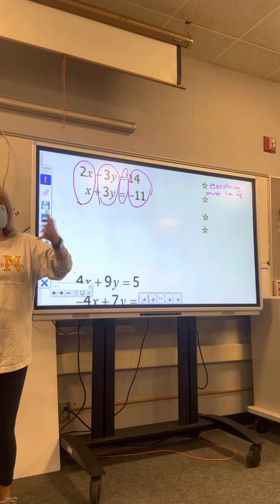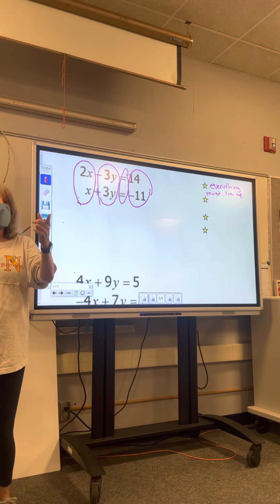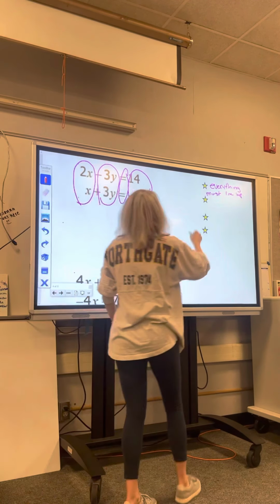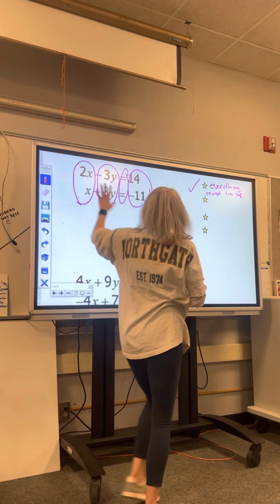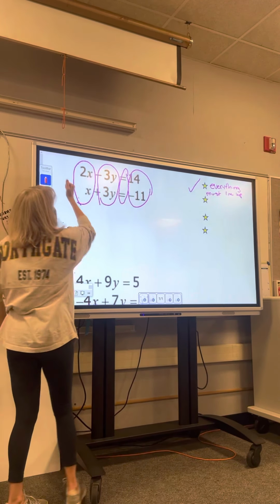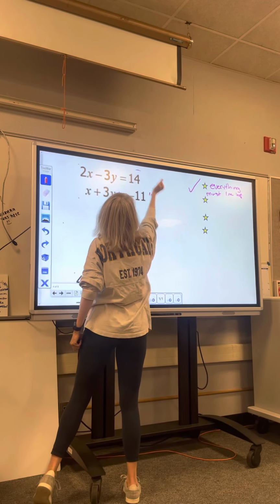So when you have a problem, and you say, Miss T, I need help on number 3, I'll ask, are they lined up? And if they are, you would give yourself a little check mark and say, yes, in this example, they are all lined up. Yay.